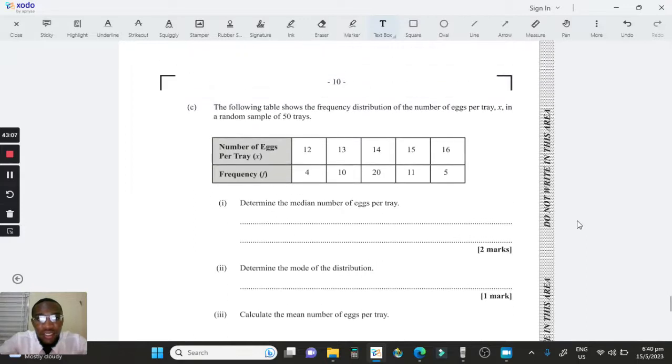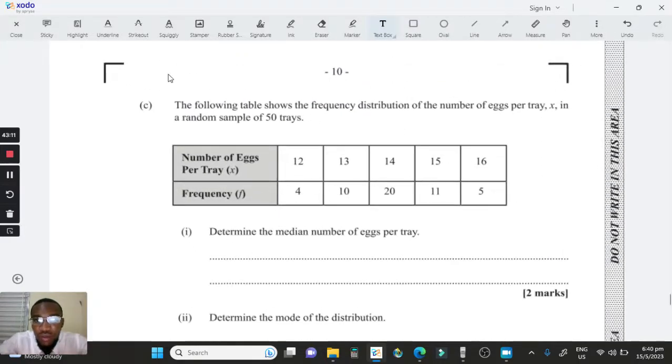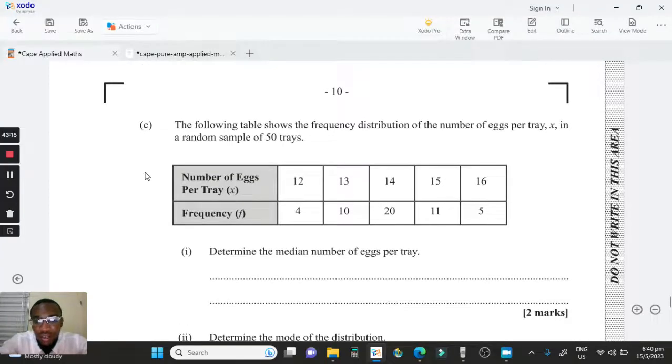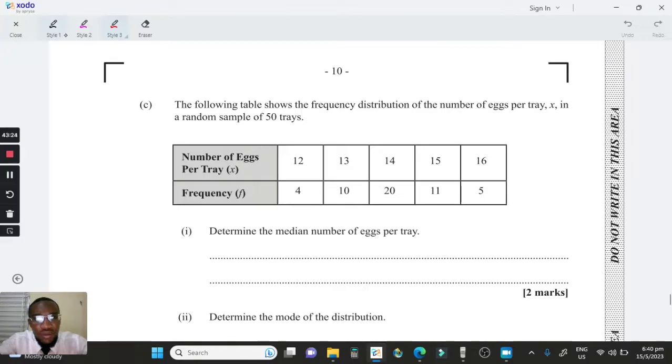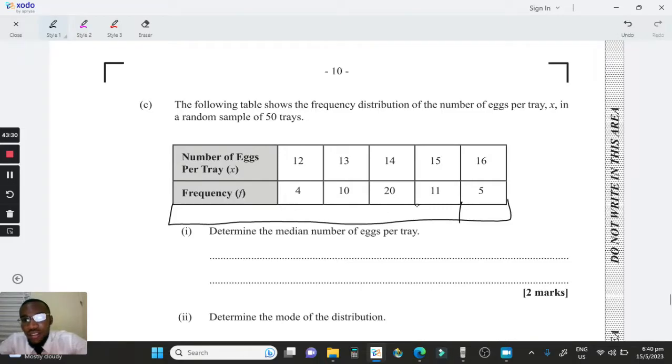Part C. It gives us this right here, and it says, the following shows the frequency distribution of the number of eggs per tray in a random sample of 50 trays. Determine the median number of eggs per tray. So the first thing we have to create is a little extra column right here called cumulative frequency.